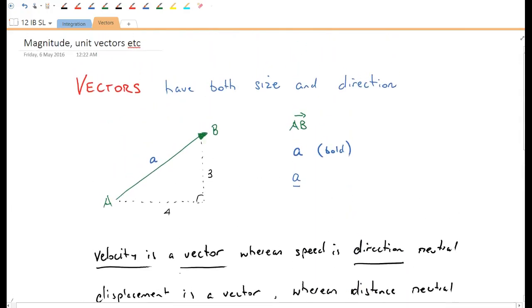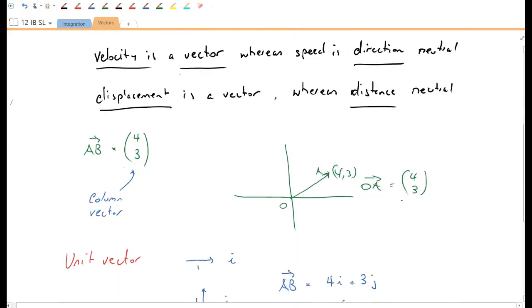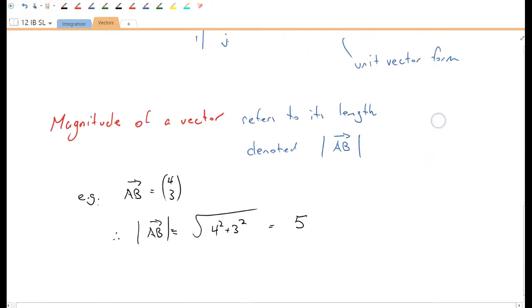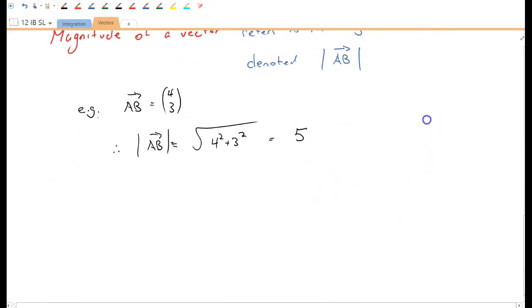Okay, so everything going well so far. Vectors have just got direction. They've got arrows on them. We can represent them with a column. i and j are the unit vectors in the x direction, the horizontal direction, and the vertical direction, respectively. Now we're looking at the magnitude, which is the distance.